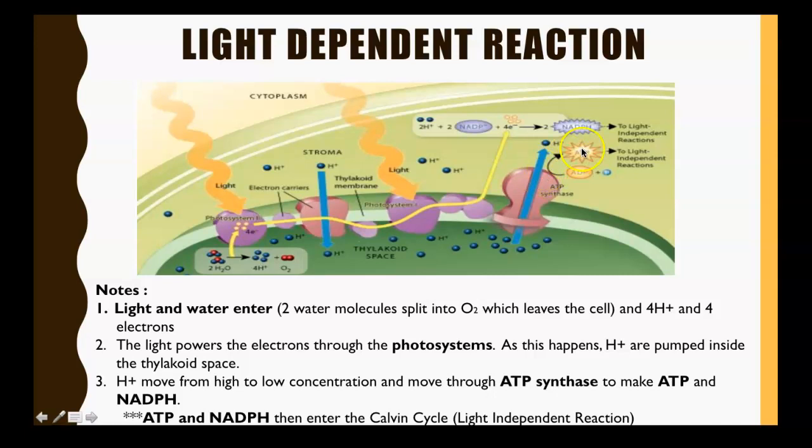Okay, so that's how we make ATP. We take these hydrogen ions, put them through the ATP synthase, and that converts ADP into ATP by adding this extra phosphate to it. Okay, so that is how we get ATP.